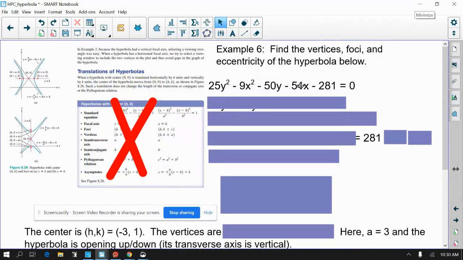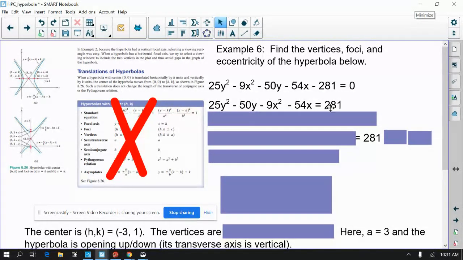So I need to make this look like this, because if I can make this look like this in standard form, I can pluck out all the information I need to find the vertices, the foci, and the eccentricity. So I got to complete the square twice, which means, first of all, reorganizing all my information. I want to get all the y's together. So I just switch these two. This negative 50y goes over here, and this negative 9x squared comes over here.